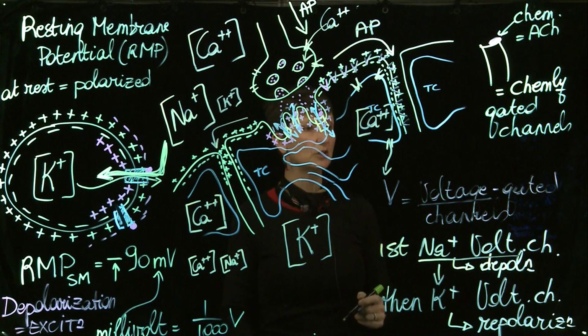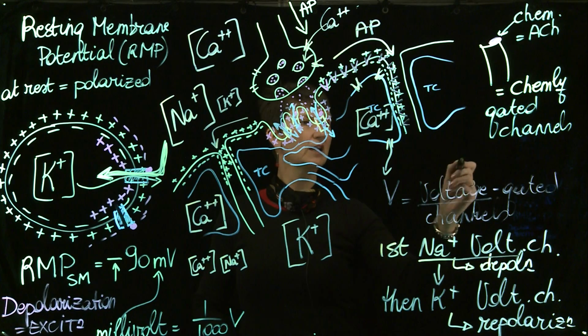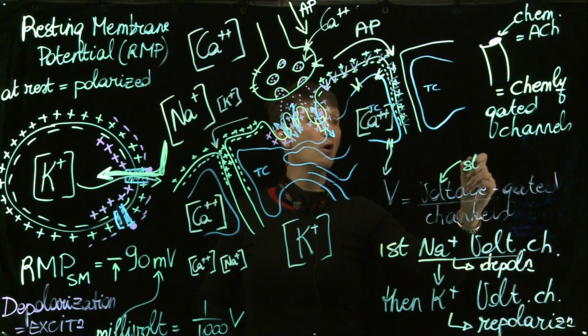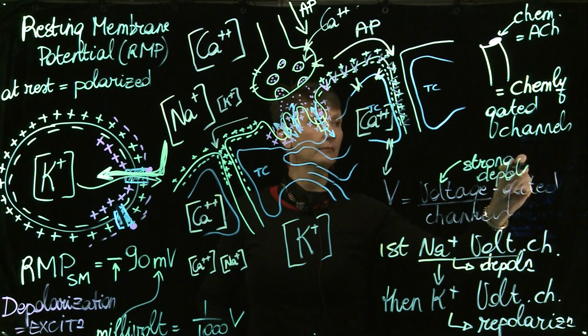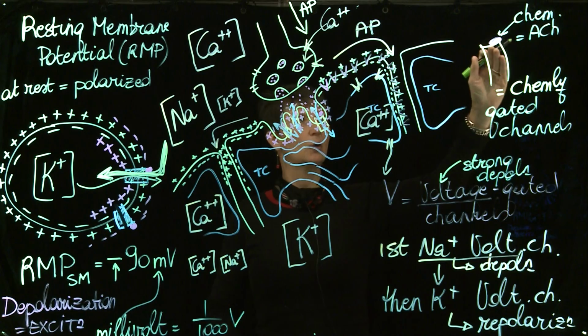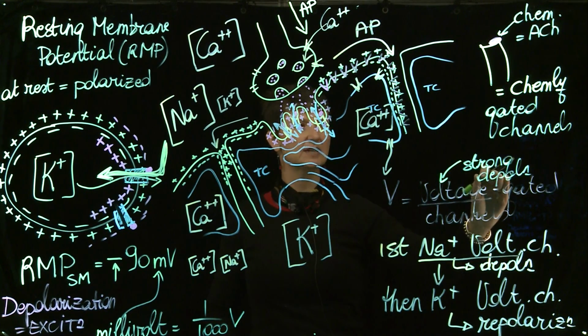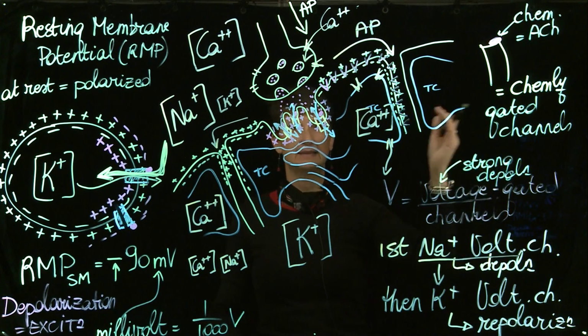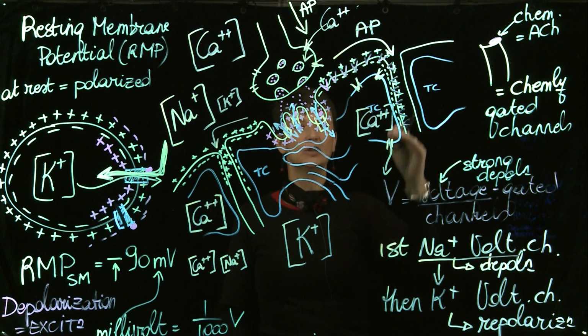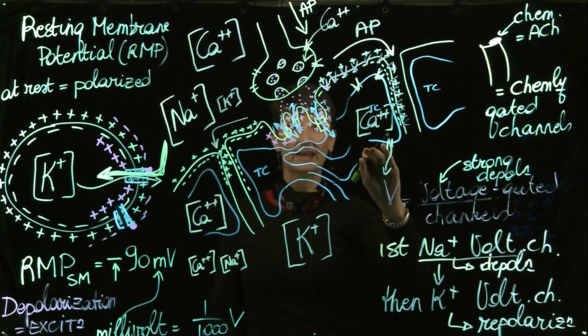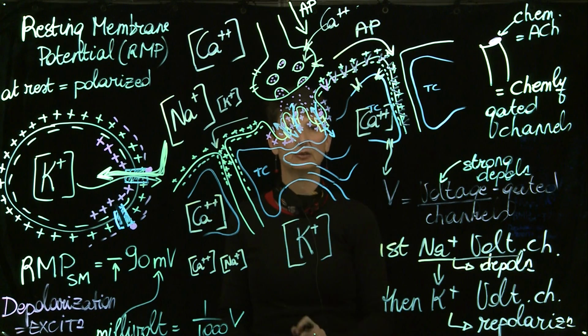What triggers the opening of our voltage-gated ion channels is a strong depolarization, very strong depolarization. All right? When acetylcholine binds, it leads to eventually a strong depolarization. That leads to the opening of the voltage-gated channels, and that leads to our action potential, which in turn leads to the opening of calcium voltage-gated channels in the terminal cisternae, such that calcium can go bind to troponin and make the thin filament slide.